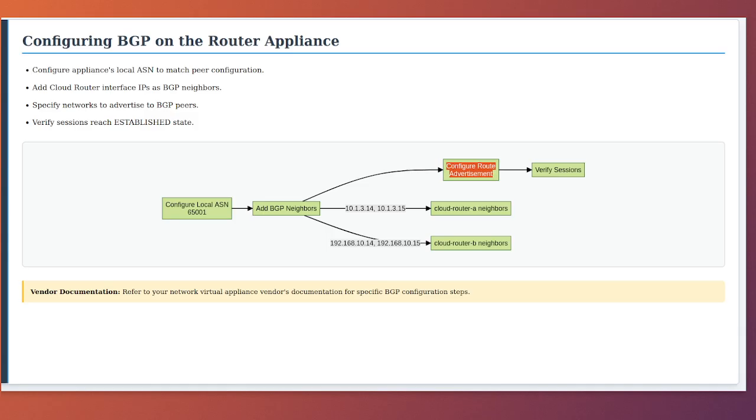Then comes Configure Route Advertisement, where you specify which networks the appliance should advertise to its BGP peers. This might include on-premises network prefixes or other networks reachable through the appliance. Finally, Verify Sessions checks that all BGP sessions transition to the established state, confirming that route exchange is working correctly.